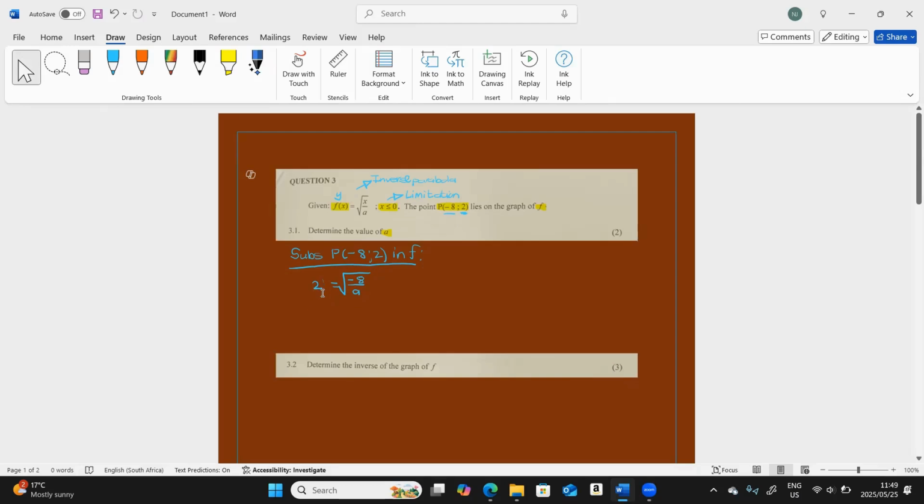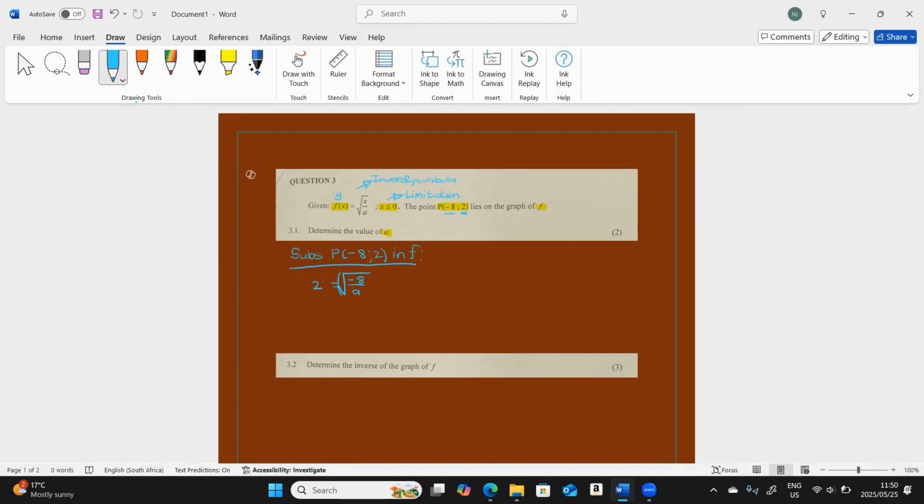Actually, it has been taught to you since grade 10. So please remember, when a point is given to you and you need to get another unknown or any unknown, always consider substituting that point. So now we need to isolate a, and this is pure algebra. So let's get started. We need to isolate a, but a is underneath a square root and also part of a fraction. So we first need to get rid of the square root.